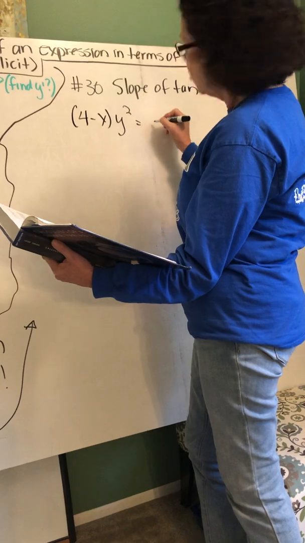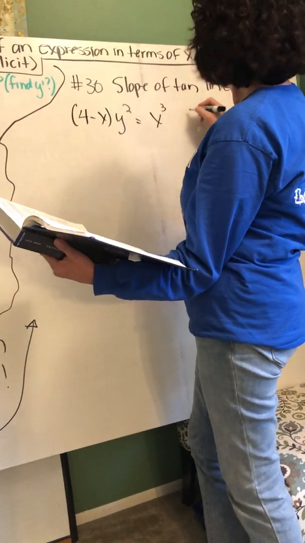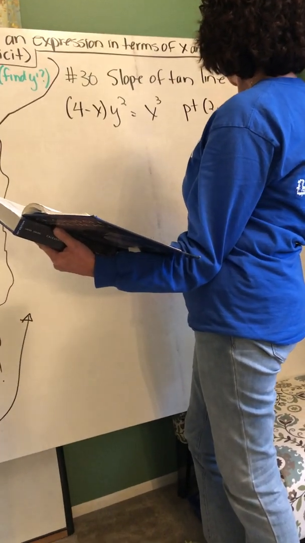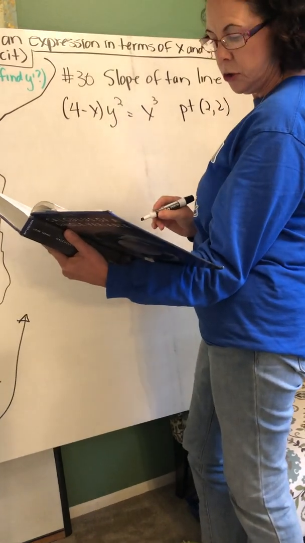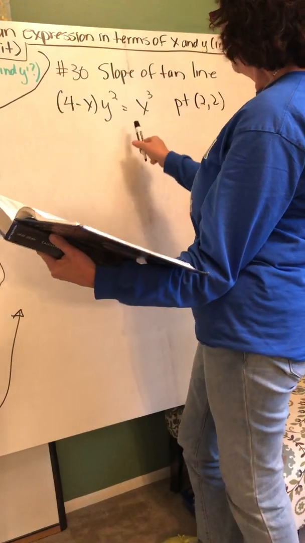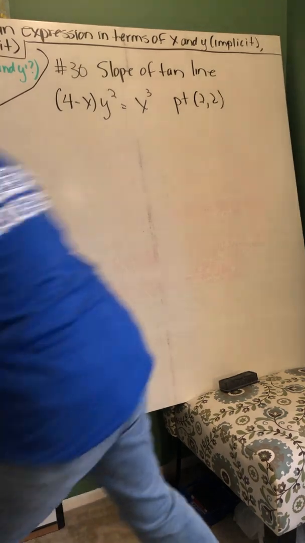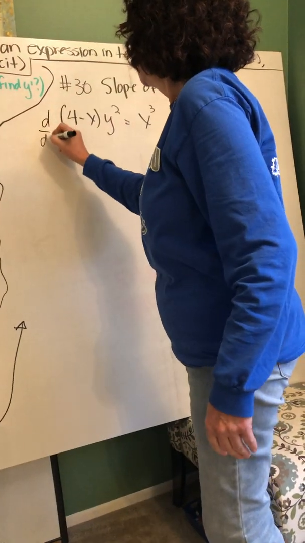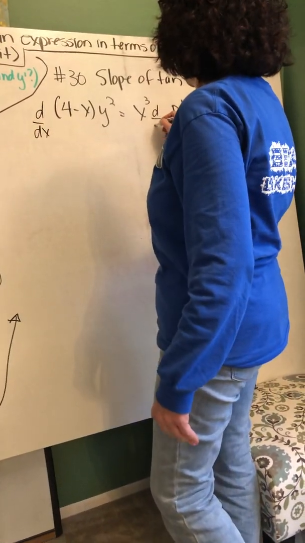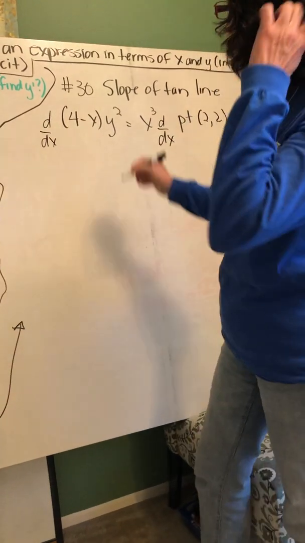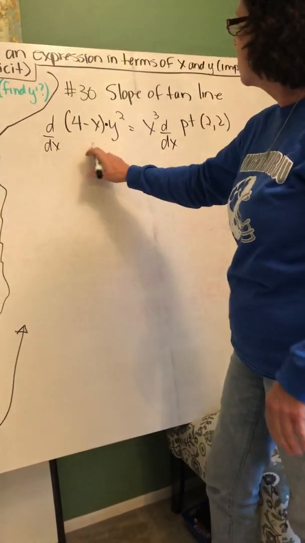This is called a cissoid. Got some cool pictures in here. And they are asking for the tangent line at the point 2, 2. Let me make sure I wrote that right. I did. Okay, let's take the derivative of both sides with respect to x. Okay, product rule right here. Going to talk my way through it.